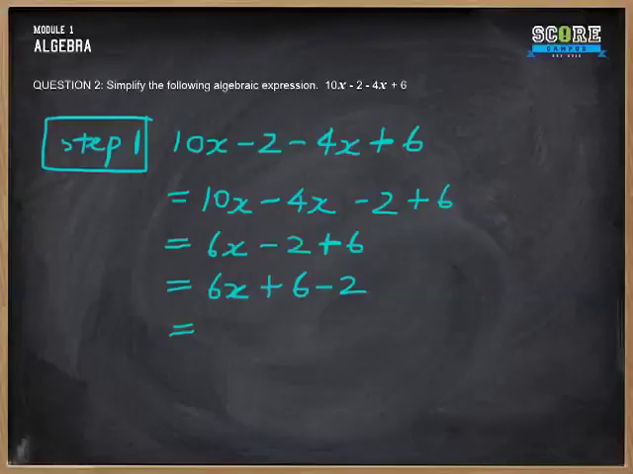Final answer you get is 6x plus 4. 6 minus 2 is 4. And that becomes your final answer.